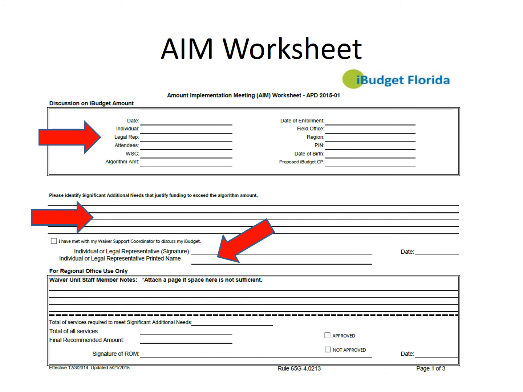On page 1 of the AIM worksheet, the WSC will populate the demographic information at the top and identify any significant additional needs if additional funding is requested above the algorithm amount. The WSC must have the consumer and/or consumer representative check the box in the middle of the form and sign acknowledging the discussion that occurred.